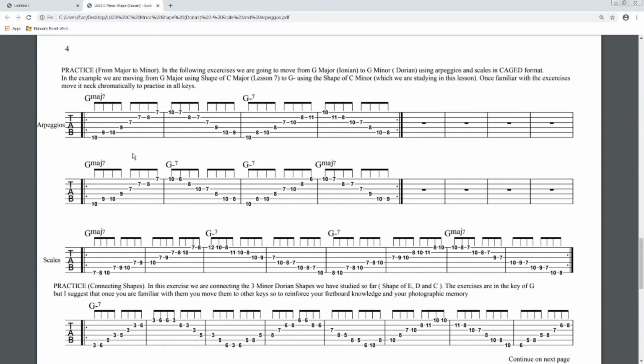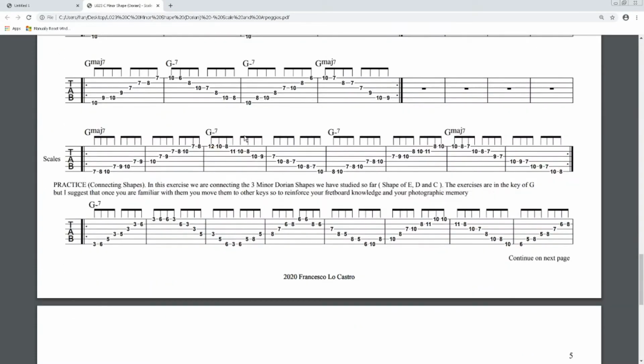We're almost at the end. Probably the speaking makes it longer than it looks, but we're trying to cover as much ground as possible. So the following exercise is the same, major to minor, minor to major, applied to scale, as important as applied to arpeggio. And following that, there is the connecting shape.